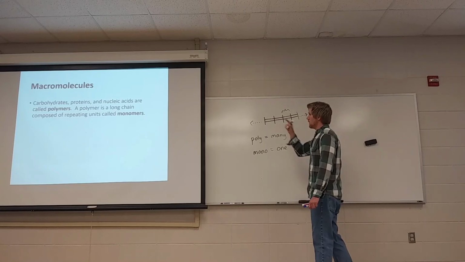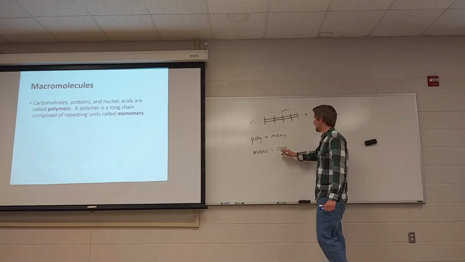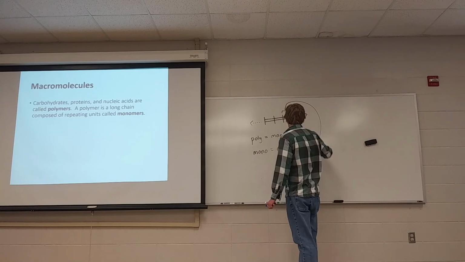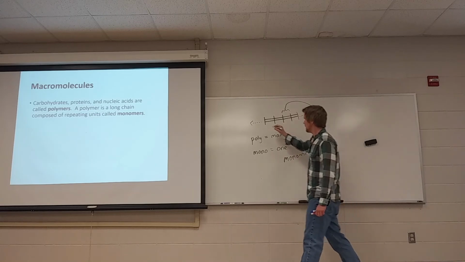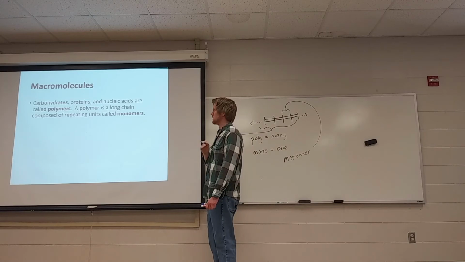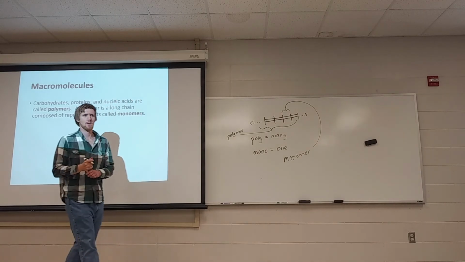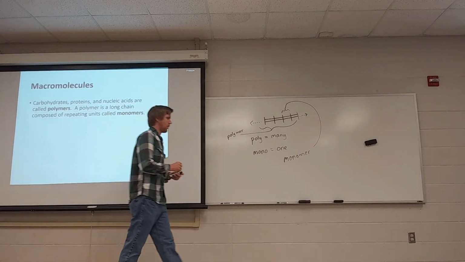So, carbs, proteins, nucleic acids consist of single building blocks called monomers. A monomer would be a single piece of the fence. When you string them all together and get the entire chain of monomers linked together, you get what's called a polymer. Poly again means many. So, individual monomers linked together form polymers.